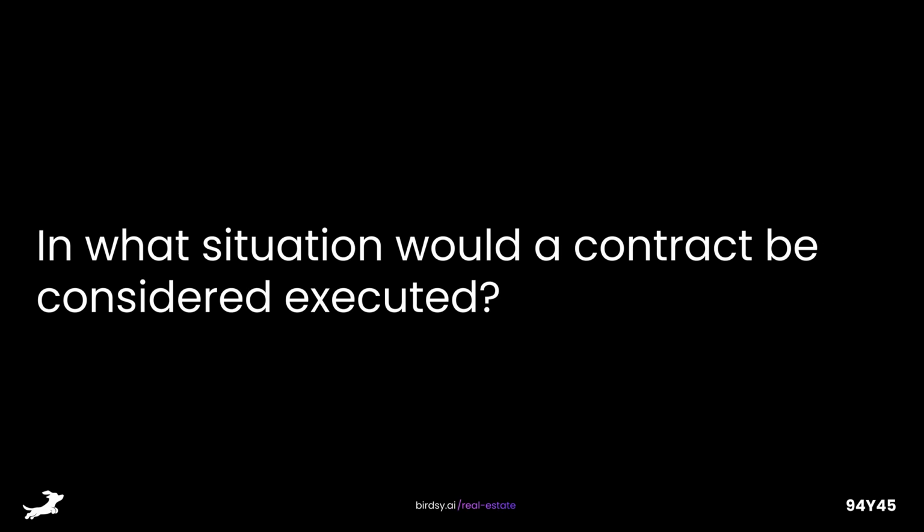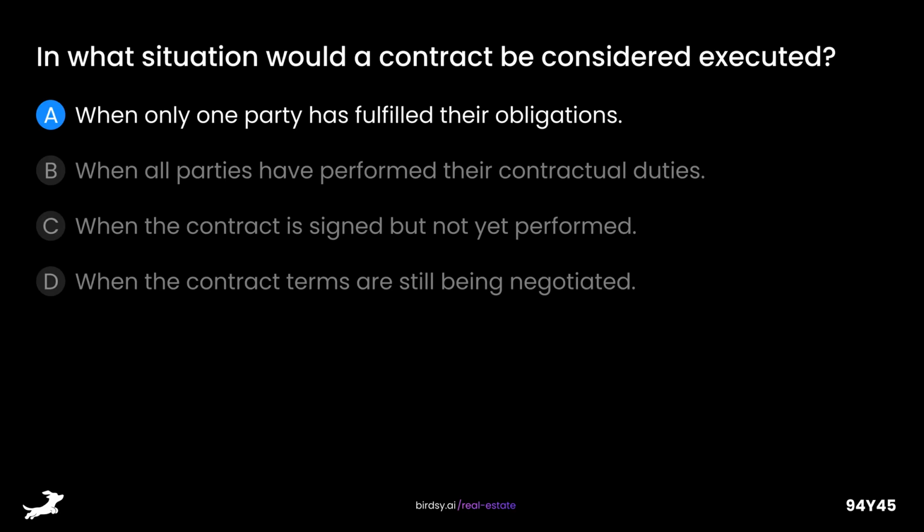In what situation would a contract be considered executed? Is it A, when only one party has fulfilled their obligations, B, when all parties have performed their contractual duties, C, when the contract is signed but not yet performed, or D, when the contract terms are still being negotiated? The answer is B, when all parties have performed their contractual duties.